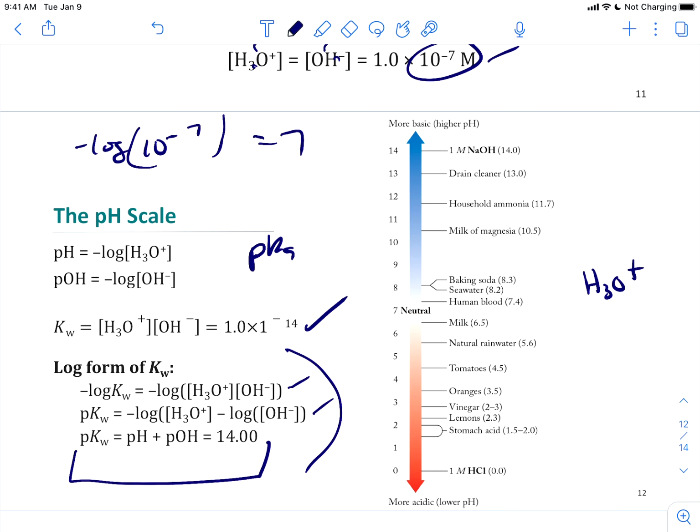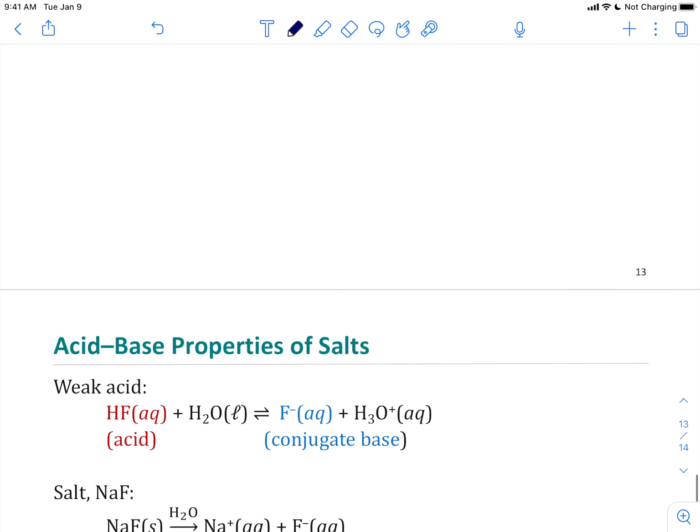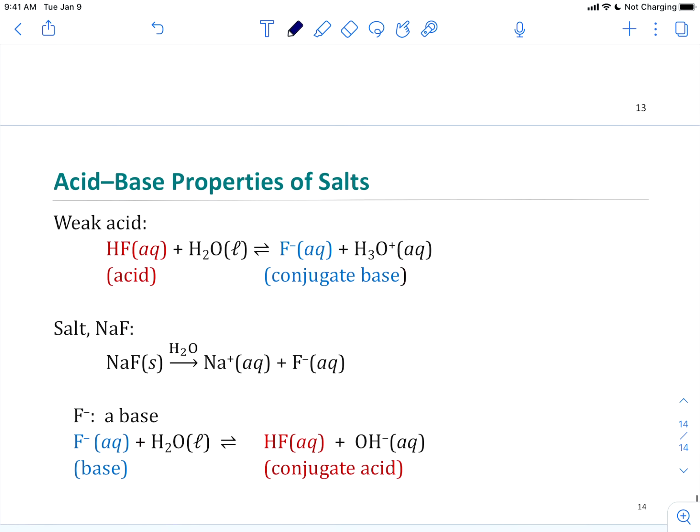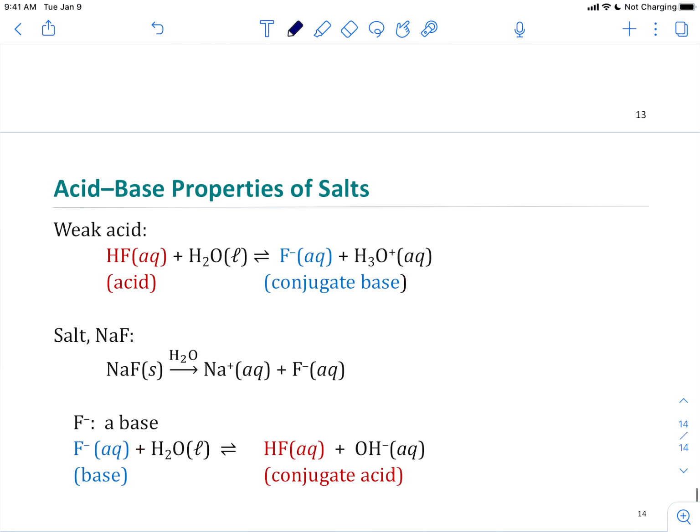So this is just a simplified form, and we'll spend time on this in class. I like to stress this in class because I think it's an important skill, and it becomes useful to you later on, pH. So this video is getting a little long. I've already talked about polyprotic acids. So the last thing then is acid-base properties of salts. And I've already touched on this a little bit.